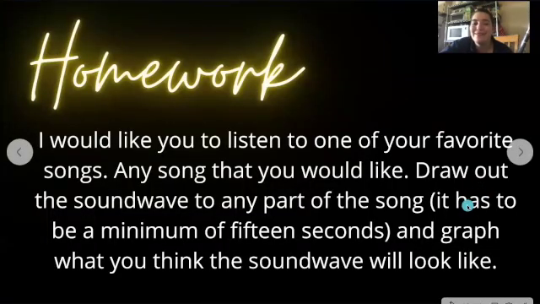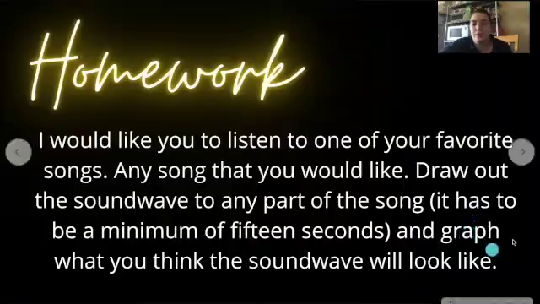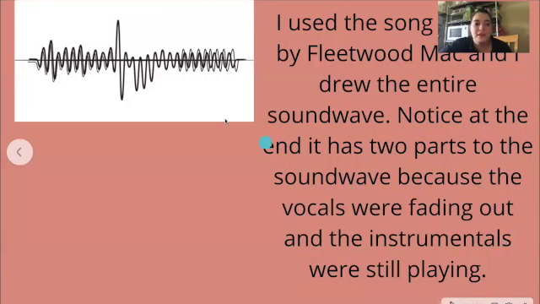Great job. So for homework tonight, I would like you to listen to one of your favorite songs, any song that you would like. And I would like you to draw out the sound wave to any part of the song. It has to be a minimum 15 seconds, though, so that you can get a long enough wavelength. So an example would be this graph right here.